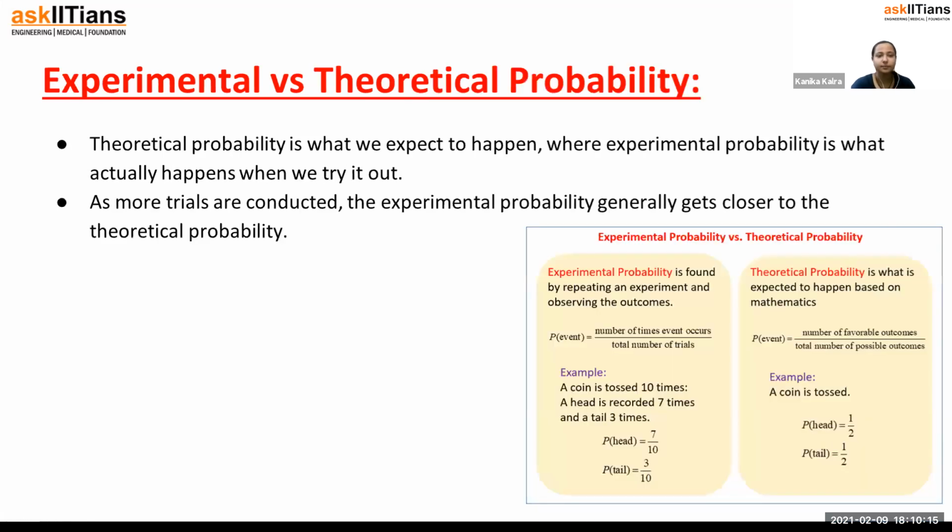Let's understand. So first part is experimental versus theoretical probability. Theoretical probability is what we expect to happen, whereas experimental probability is what actually happens when we try it out. So basically, theoretical probability is related to only one single trial. Now, we learned about the experiment in the previous presentations. So an experiment is when you have multiple trials in it.